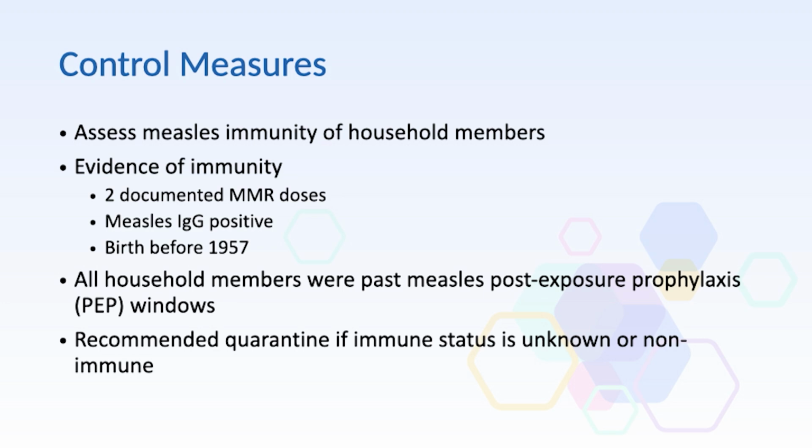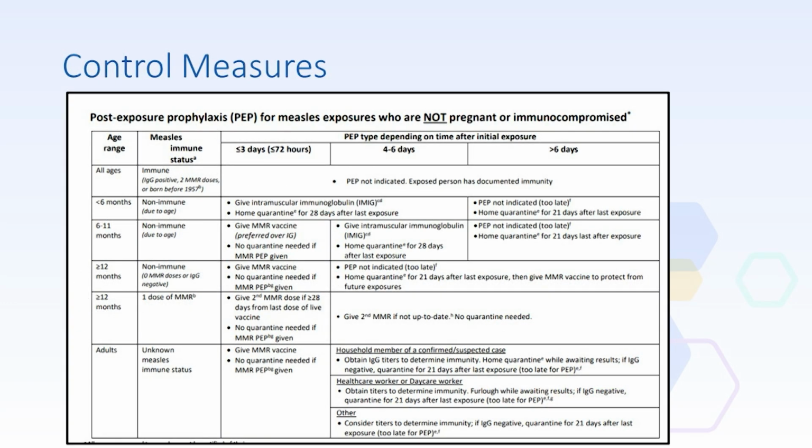The grandparents were past the MMR vaccine post-exposure prophylaxis, or PEP, window. MMR vaccine PEP needs to be given within 72 hours of initial exposure, and the grandparents had been exposed starting 8 days ago at the beginning of the infant's infectious period. The grandparents would need to quarantine until we received titer results that documented their immunity.